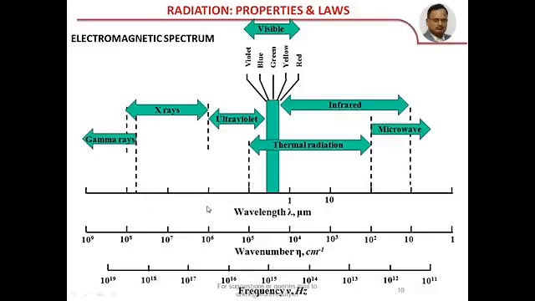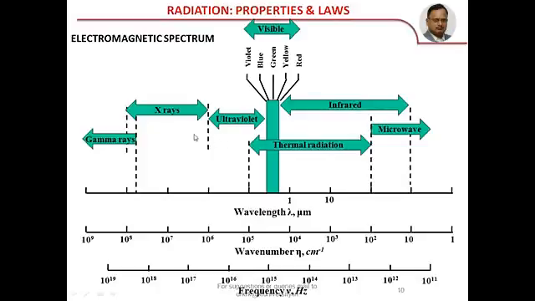And if you observe the solar radiation, it roughly contains 12% of these ultraviolet waves. So if these 12% of ultraviolet waves reach our earth, and if human beings are exposed to them, they cause serious damage.